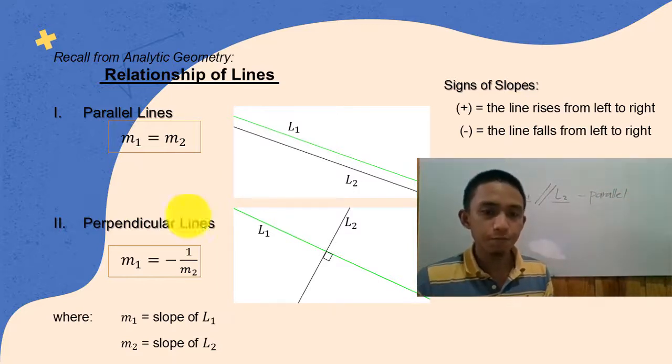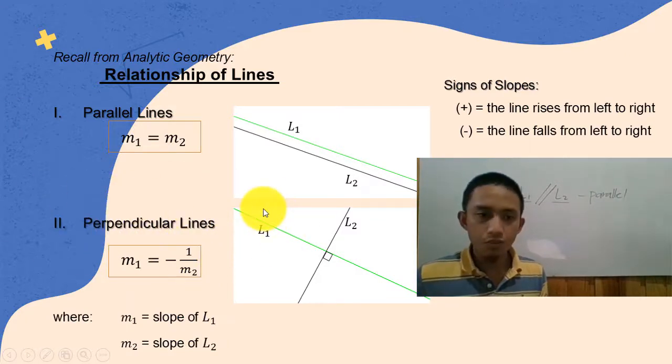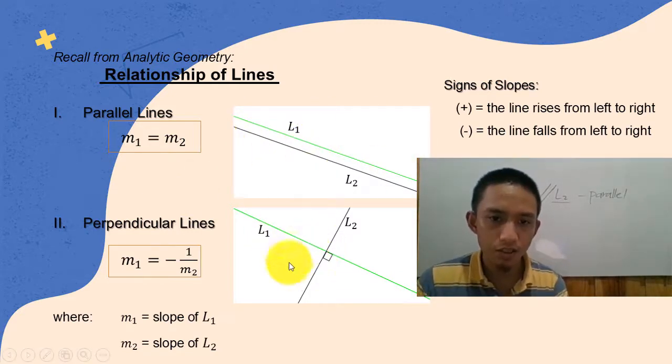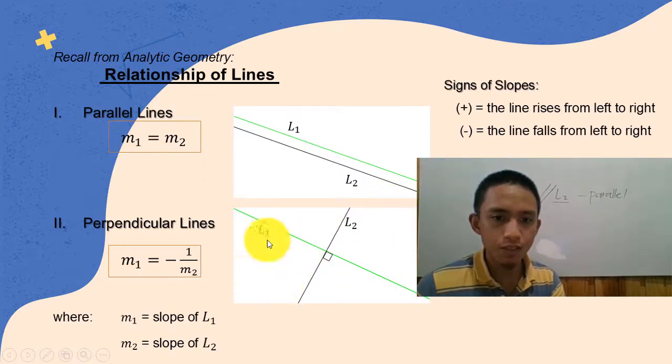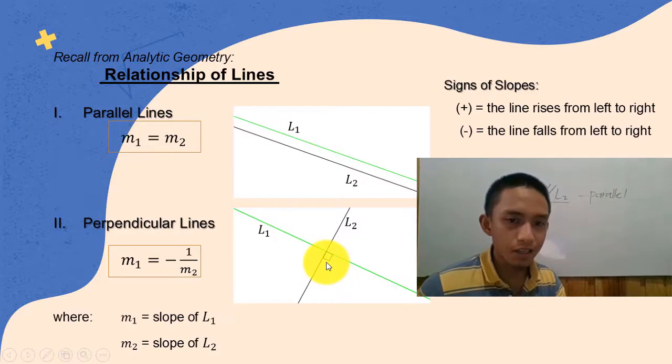And then you have here your perpendicular lines. That is the other special relationship. We say perpendicular lines. Again, look here in the figure. These two lines, we are talking here of two lines, they intersect. Okay, they meet at a right angle.